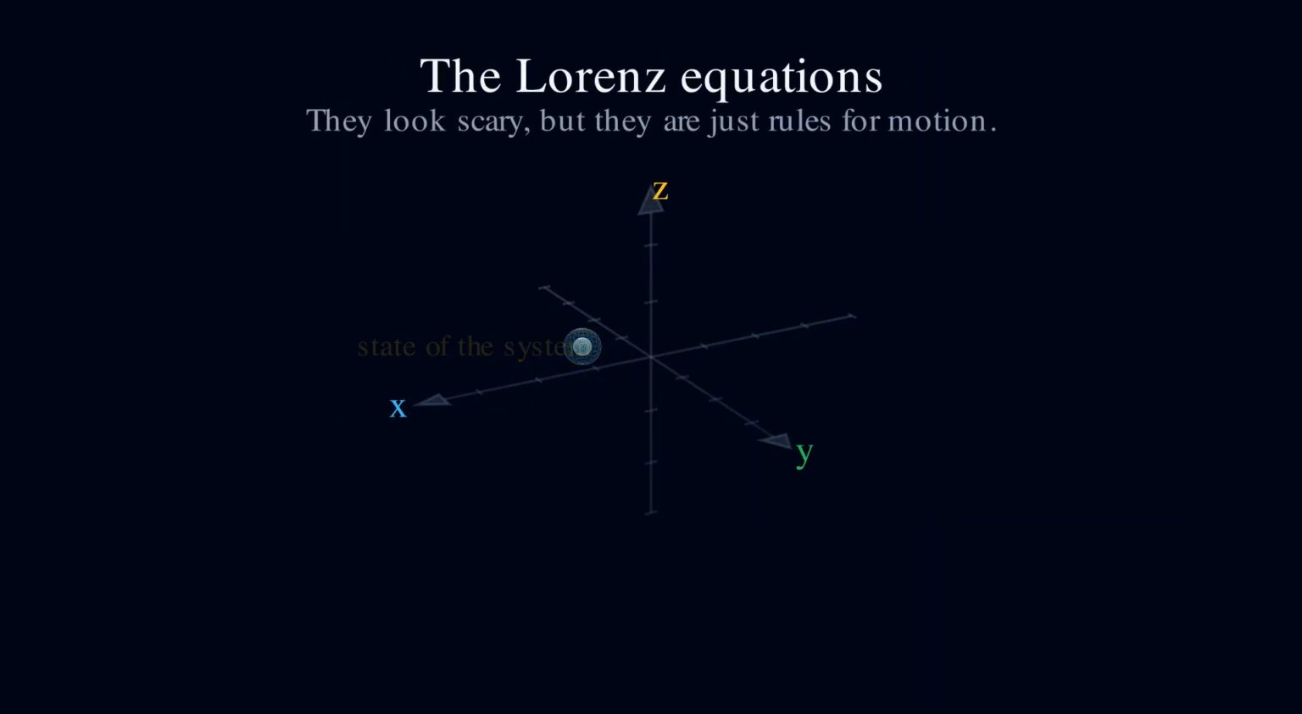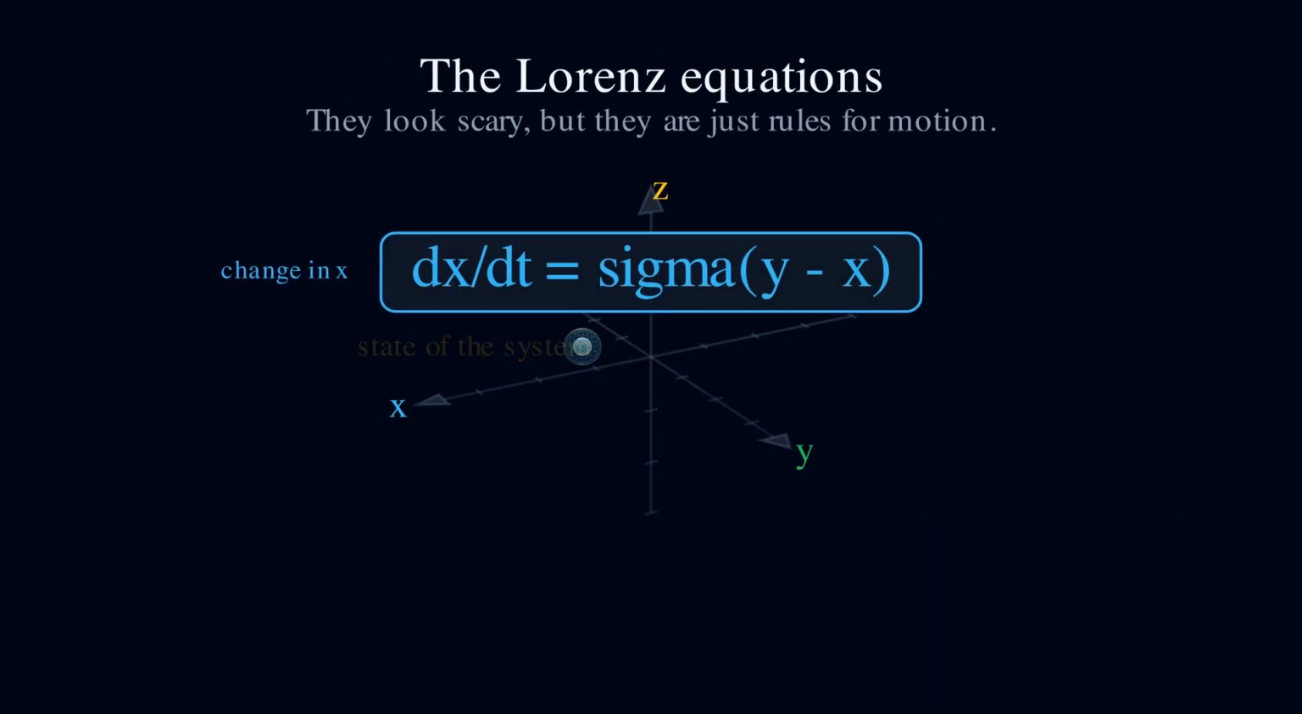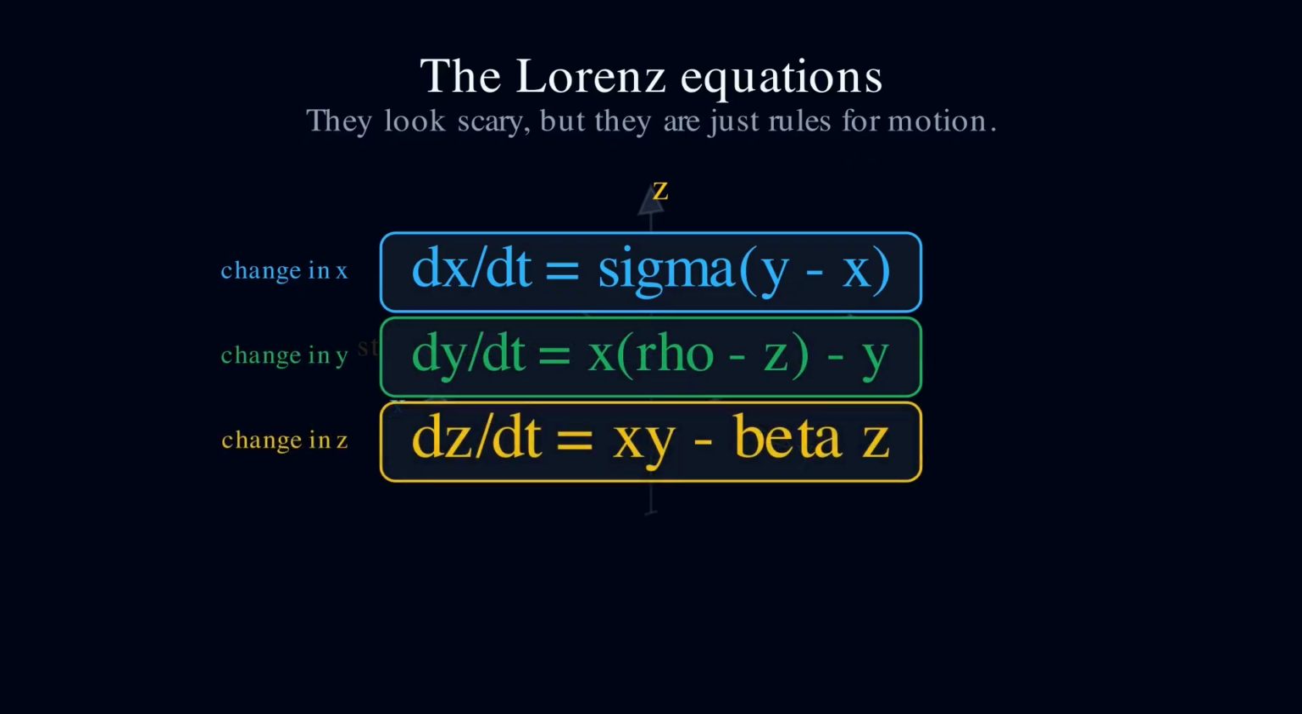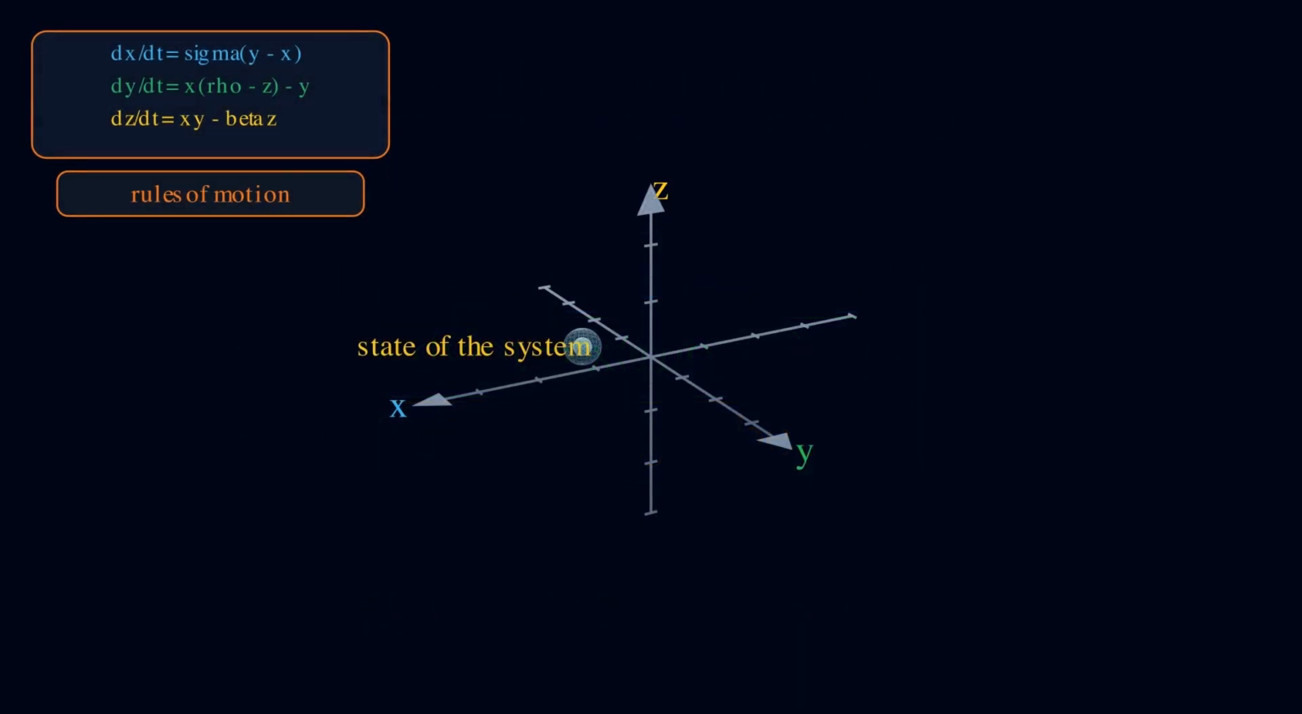Now, we give the system rules. Those are the Lorenz equations. And yes, I know they look like they were designed to scare people away from math, but do not panic. The idea itself is simple. These equations tell the point how to move. At every moment, they calculate the next tiny step for the object.